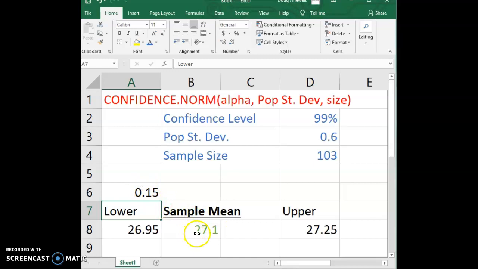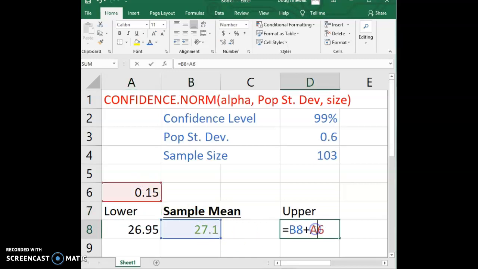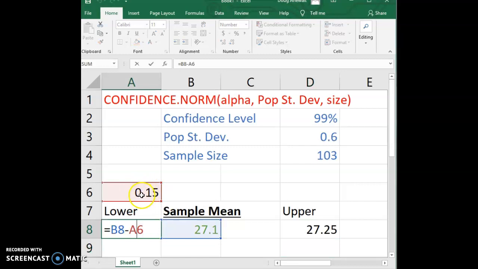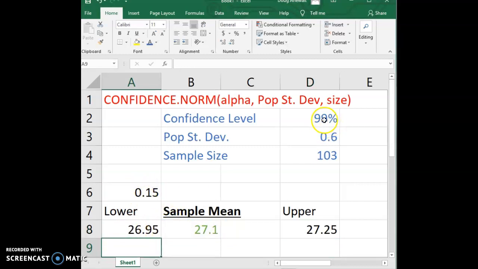Now, the confidence interval always has the sample mean in the very middle of the interval. Then you add your margin of error to the sample mean to get the upper limit of your confidence interval, and subtract the margin of error from the sample mean to get the lower limit. And so we're 99% confident that the population mean lies somewhere in between this number and this number.